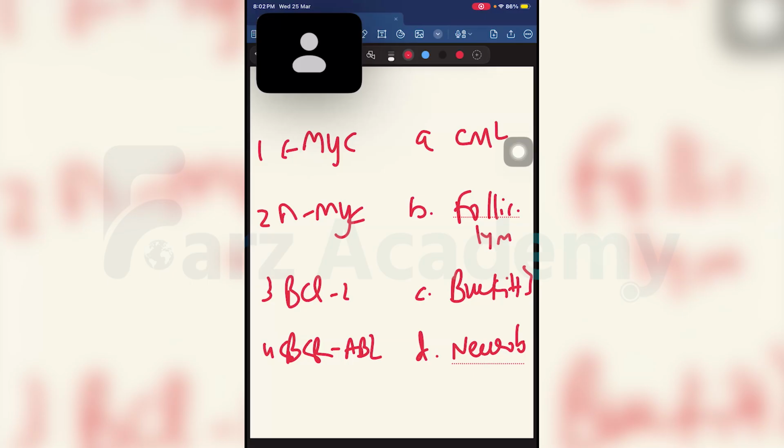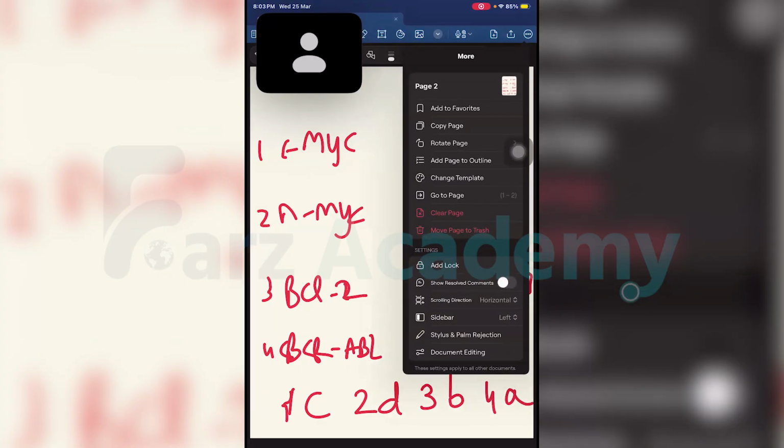1C. Any answer? 1C, 4A. BCR-ABL, that is CML. Okay, and 2 is go in sequence, no? So 1C, correct. NMYC is neuroblastoma. Very good. So 2D. This 2D is BCL2. 3B. Very good. And 4 is A. Clear? Right? Okay.